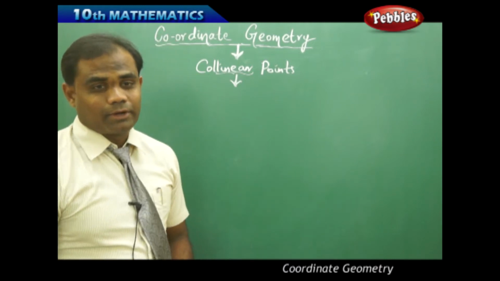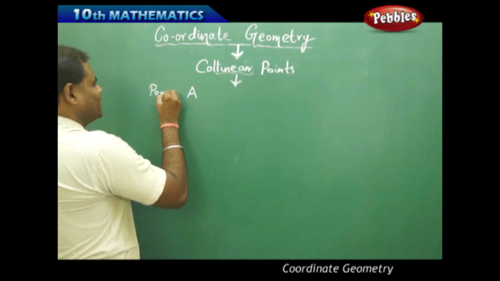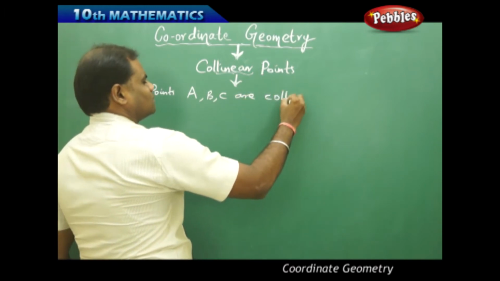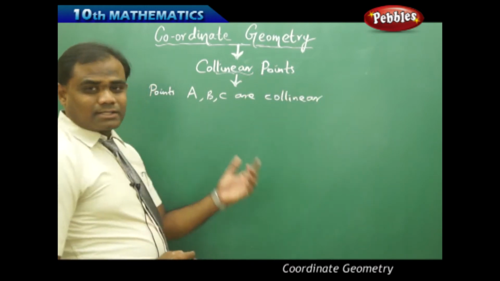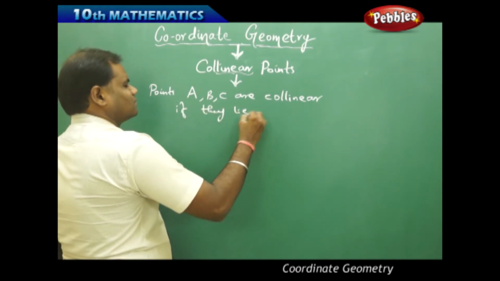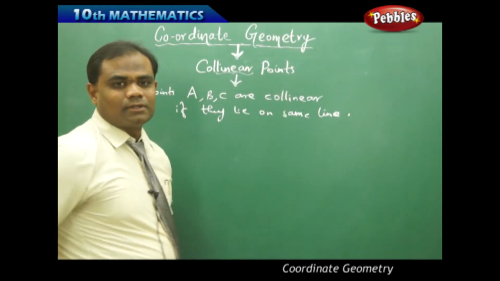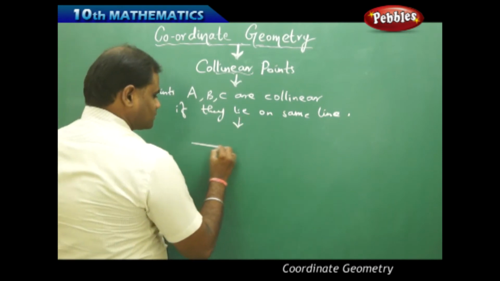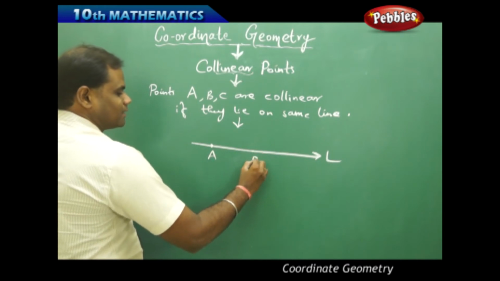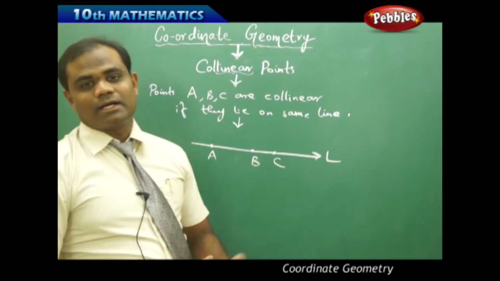So what are collinear points? I say points A, B, C are collinear. These three are said to be collinear if they lie on the same line. That is, if I take the line L, which has all the 3 points A, B and C, then I say that these 3 points are collinear.